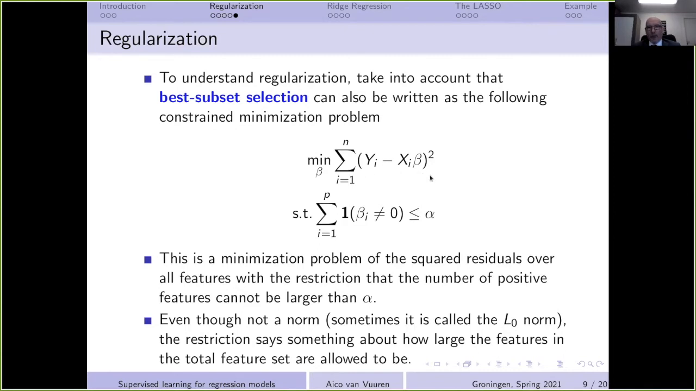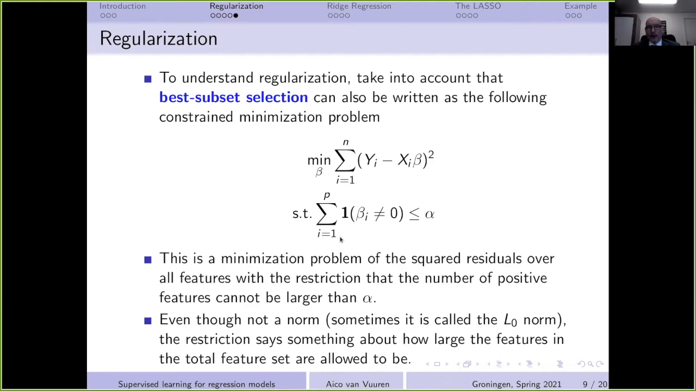But looking at it in this way is actually quite nice, even though practically it's not going to help us that much. The nice thing is that this says we minimize the sum of squared residuals of the full model, with all the P potential regressors, all the features included. And we have a restriction with respect to these betas, which we usually call an L0 norm. What we have here on the left-hand side is the so-called L0 norm.